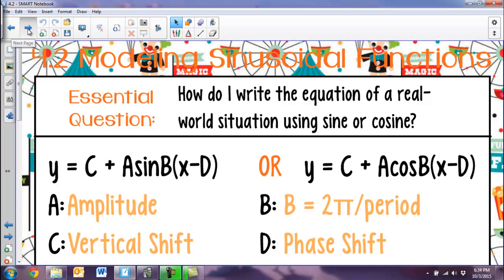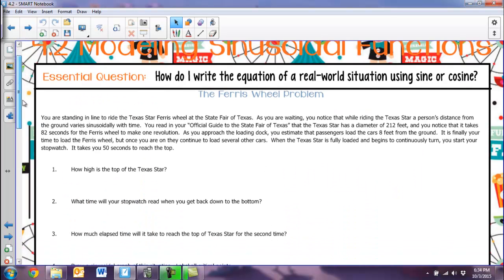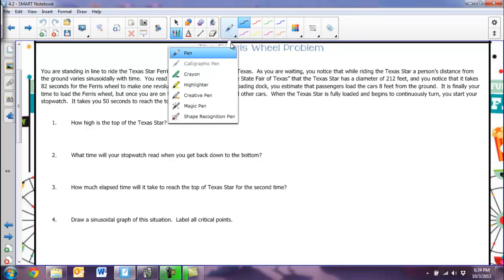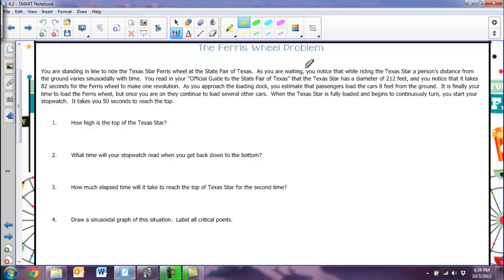So let's begin. We have this Ferris wheel problem. It's the fair here in Texas. You're standing in line to ride the Texas Star Ferris wheel at the State Fair of Texas. As you're waiting, you notice that while riding the Texas Star, a person's distance from the ground varies sinusoidally with time, which tells me that I'm going to be making a sine or cosine graph. It's a wave. You read in your official guide to the State Fair of Texas that the Texas Star has a diameter of 212 feet, and notice that it takes 82 seconds for the Ferris wheel to make 1 revolution. As you approach the loading dock, you estimate that passengers load the car 8 feet from the ground.